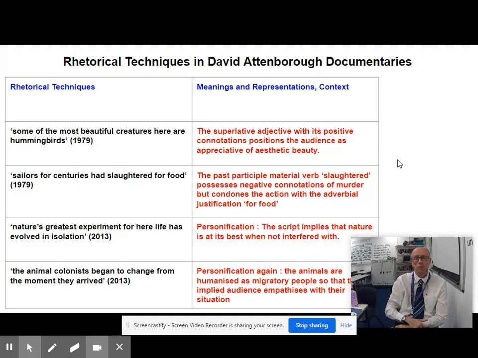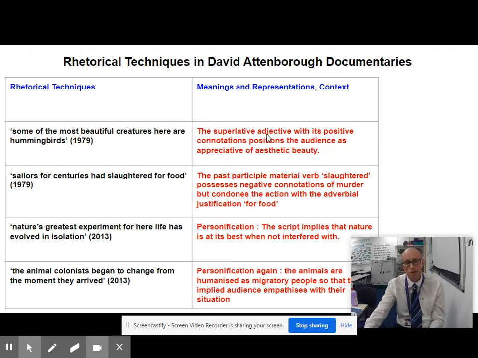And another thing that students do, and this may feature in your actual analysis, or it may be just put in your appendix, are tables. So this one is about rhetorical techniques that David Attenborough is using in his documentaries. So on the left there, you've got some of the quotations. Some of the most beautiful creatures here are hummingbirds. That was from 1979. And here is the comment that the student has made about it.